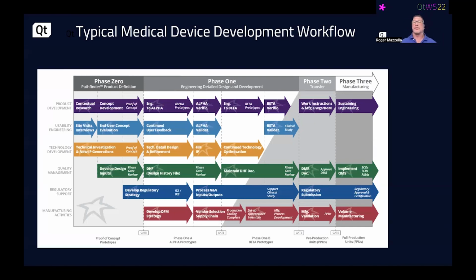Now, who are the stakeholders? Well, if you look on the left there, you have product development, usability engineering, technology development, quality management, regulatory support, and then obviously your manufacturing activities.